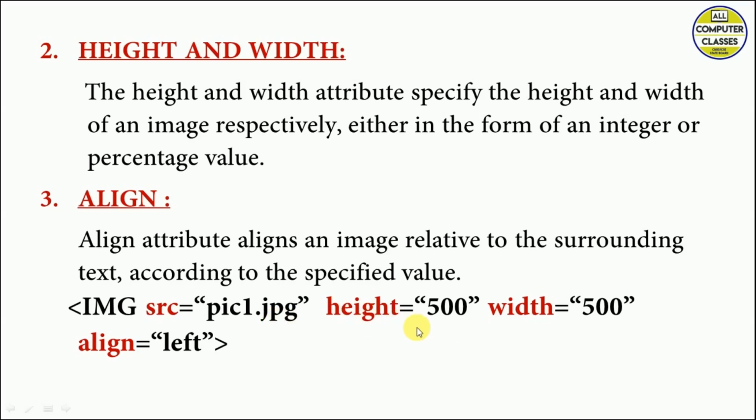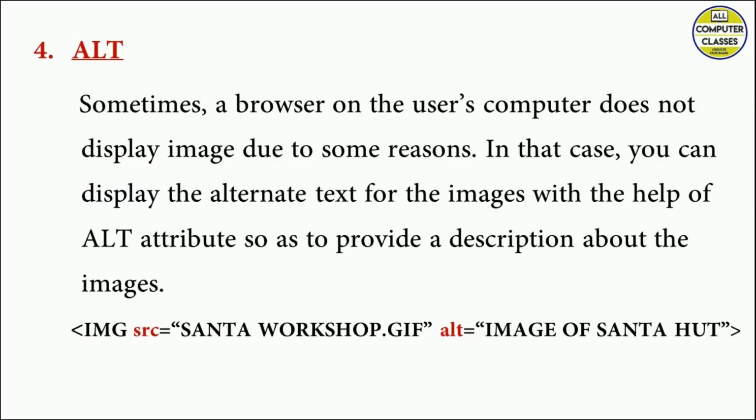Second is height. So height would be having some numerical value, and that has to be written in double quotes. Similarly, width and align. So align would be having top, middle, bottom, left and right. So these are the 5 values that align would be having, right? And the last attribute is alt.